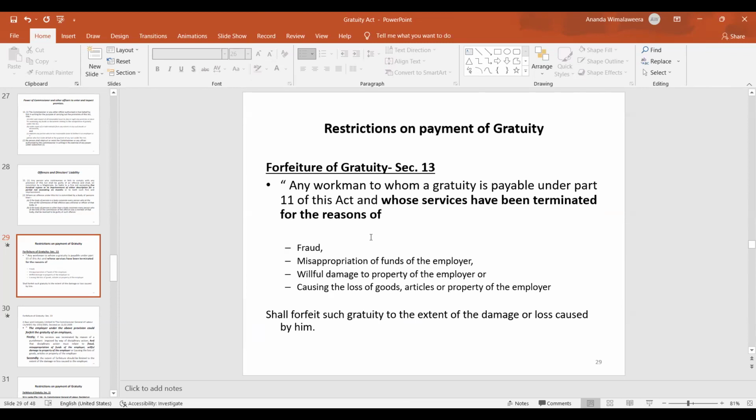First bullet, fraud, F-R-A-U-D, fraud. Second bullet, misappropriation of funds of the employer, misappropriation of the employer's funds.